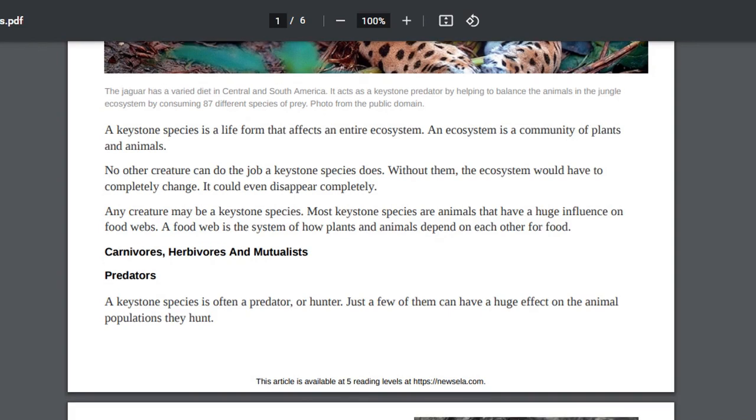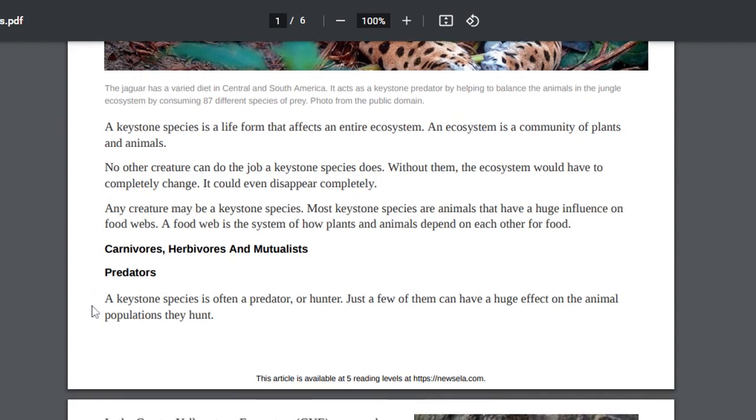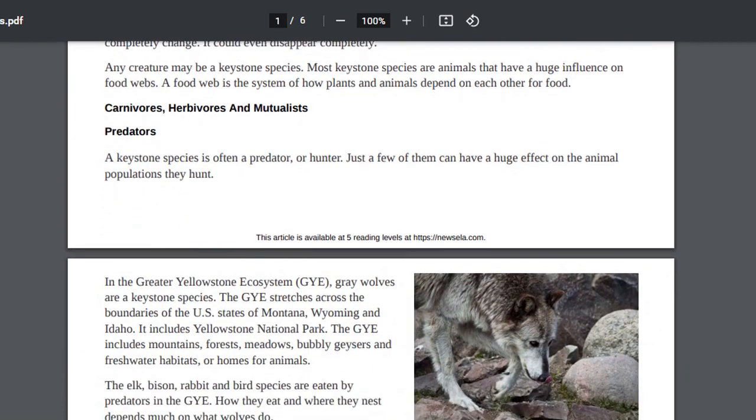Let's look at the next heading here. Carnivores, herbivores, and mutualists. Let's read predators together. A keystone species is often a predator or hunter. Just a few of them can have a huge effect on the animal populations they hunt.